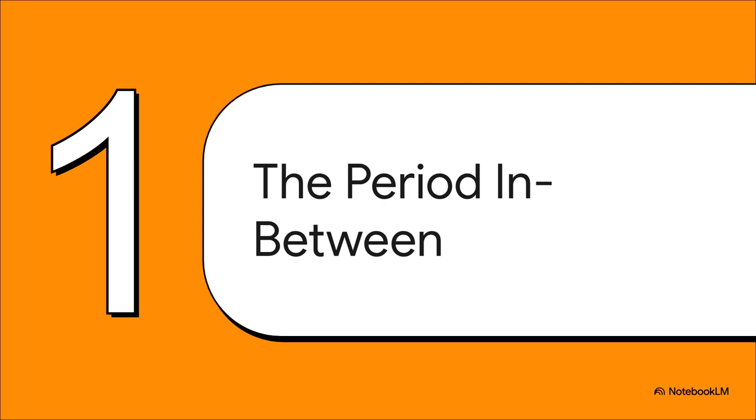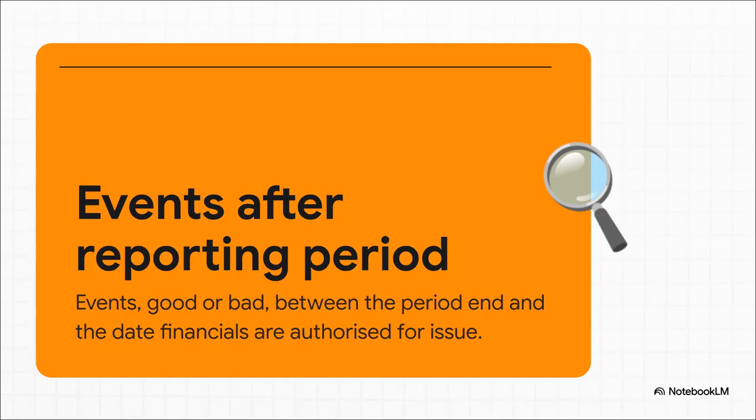Okay, so to get to the bottom of this, we first have to map out the scene of the crime, so to speak. And it all happens in this very specific window of time. So here's the official lingo from IAS 10. We're talking about any event, good or bad, mind you, that pops up between the last day of the financial year and the day the big bosses officially sign off on the financial statements. This isn't just a quiet period, it's a super critical window where new information can totally change the picture.